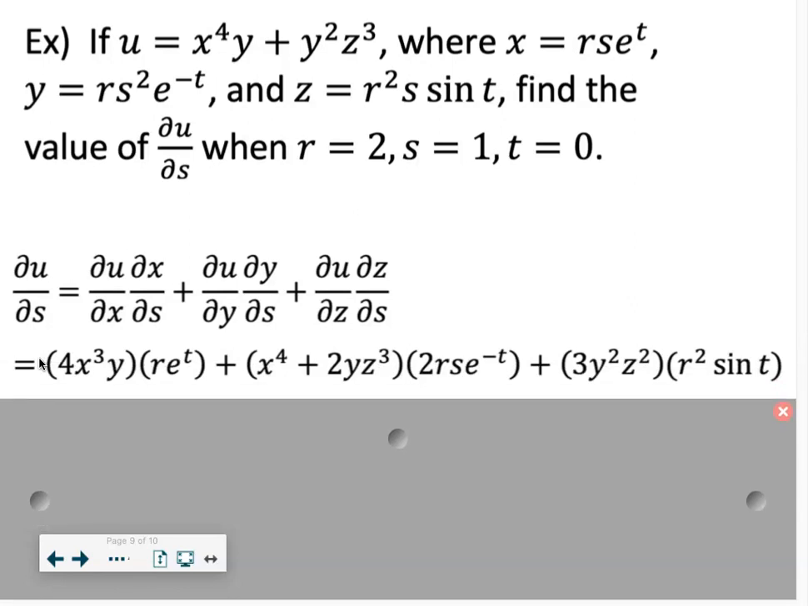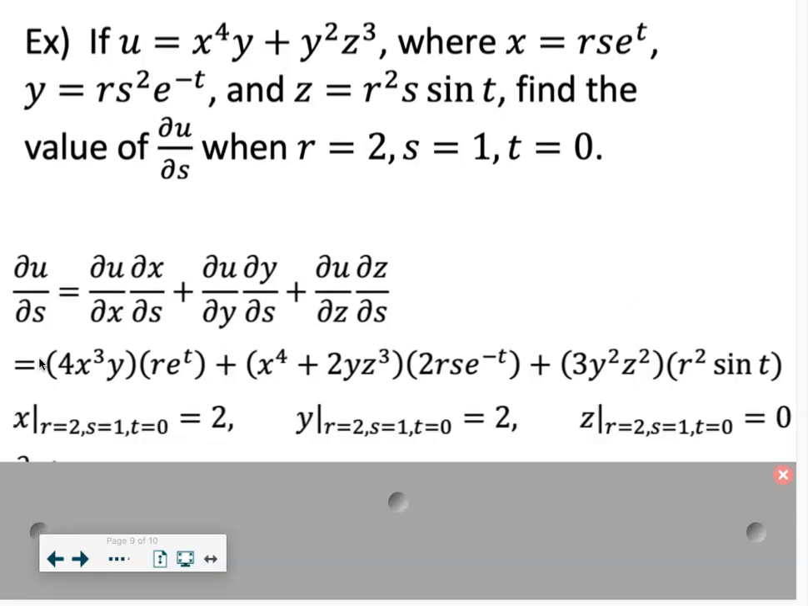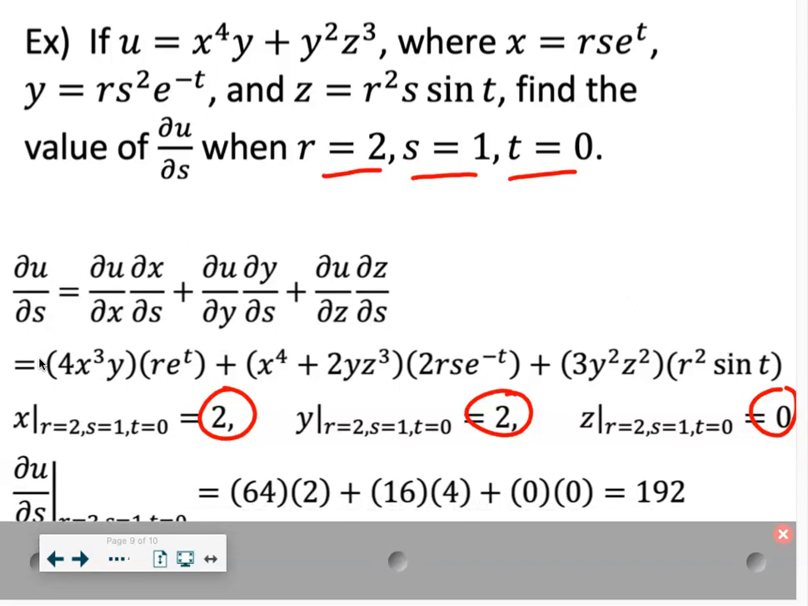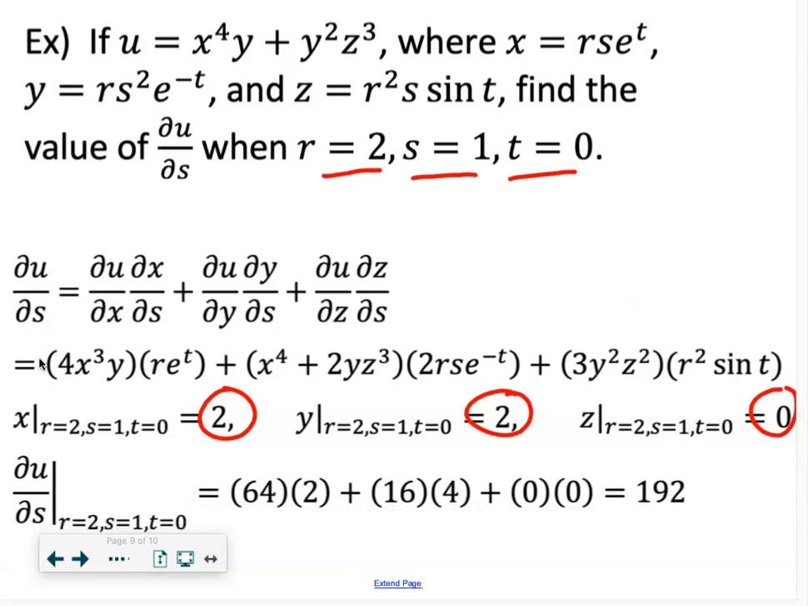So those were all my partials. And then I went ahead and found my x, my y, and my z at r equals 2, s equals 1, t equals 0, because no one wants to re-plug those numbers in every time for all this stuff, right? So I found them first, and then just plugged in. I had 6 numbers to plug in: x, y, z, r, s, t. And when all was said and done, I got 192.